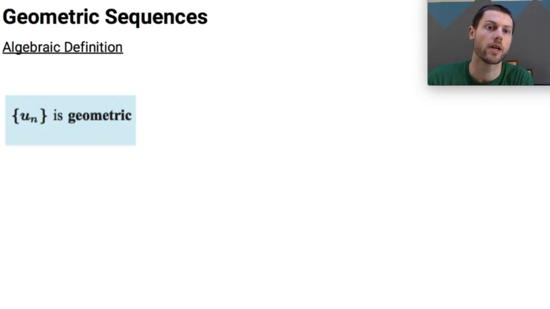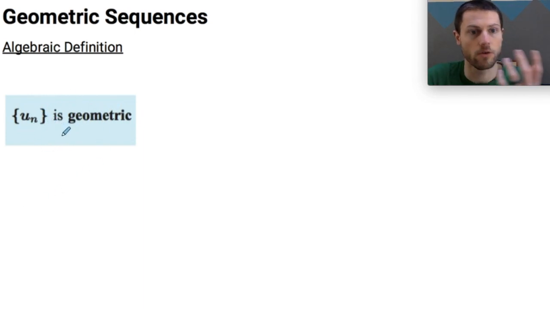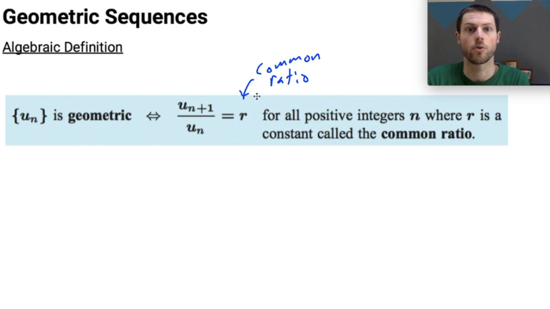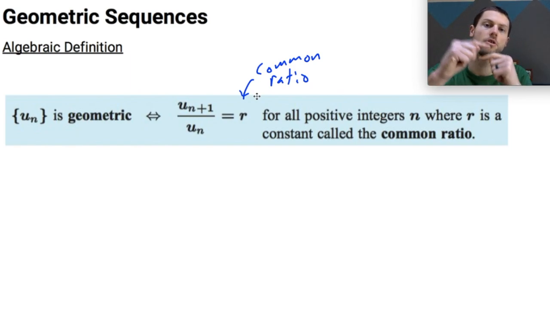Let's talk about what an algebraic definition is. We have the set of u sub n terms. The general term u sub n is geometric if and only if the common ratio u sub n plus 1 over u sub n equals r. This is what we call the common ratio. So with our arithmetic sequences, we were looking for a constant difference or a common difference between two terms when I subtract them. And with geometric, I'm looking for a common ratio between the two.